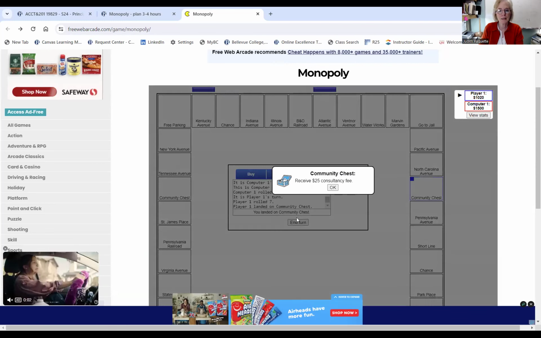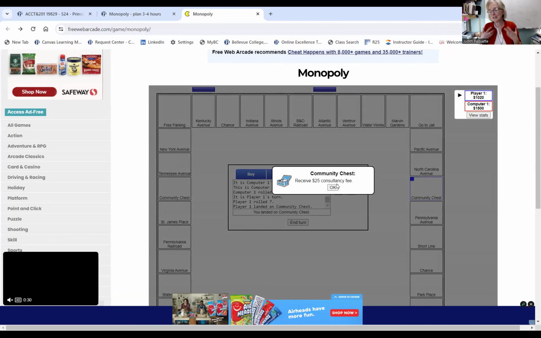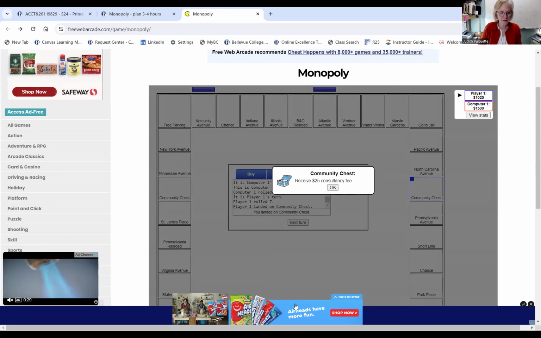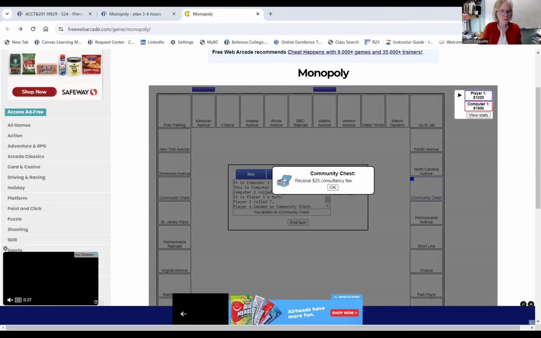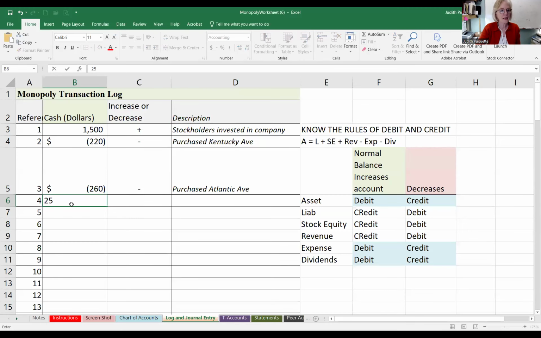Okay, so I'm going to roll the dice. I get $25 on community chest. That's just random. Yes, you record this. Okay. I want to do about 3 more transactions and then I'll stop and take individual questions. So I got community chest. So I go back to my spreadsheet and I'm going to record that I got cash. So cash goes up $25. That's a plus. And you just say community chest.